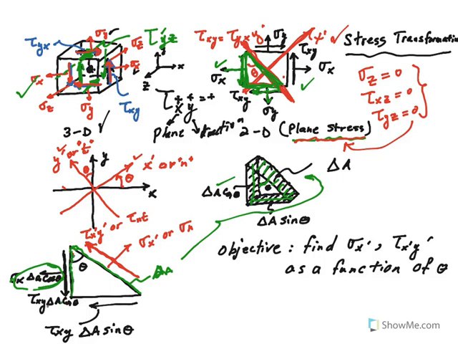And similarly, this tau xy here is acting on this plane here. So you multiply it by the same area. And similarly, you do the same thing. Interestingly enough, I forgot to put my sigma y here. Good thing I just saw it. Times delta A sine theta.